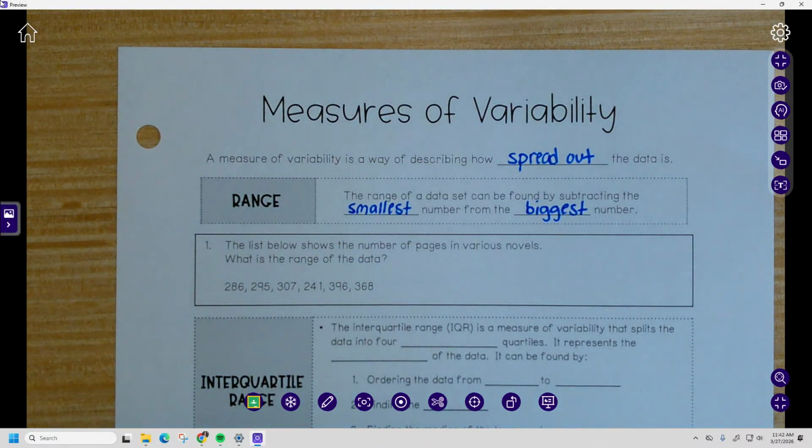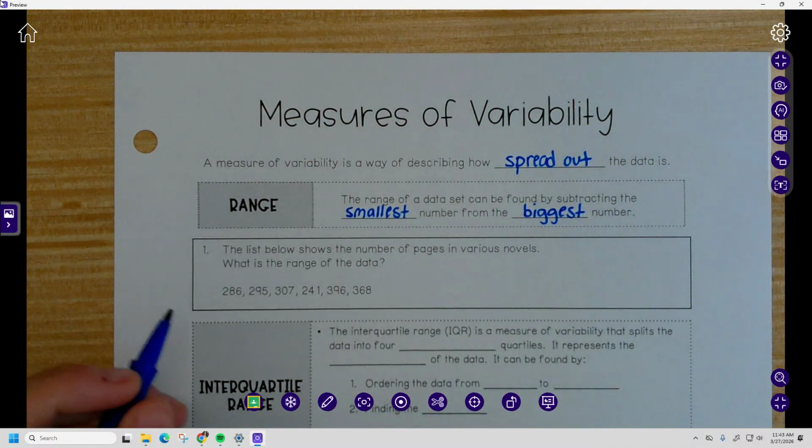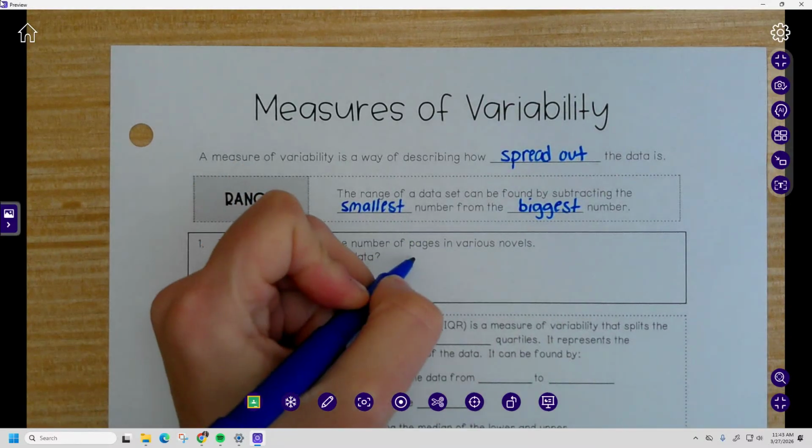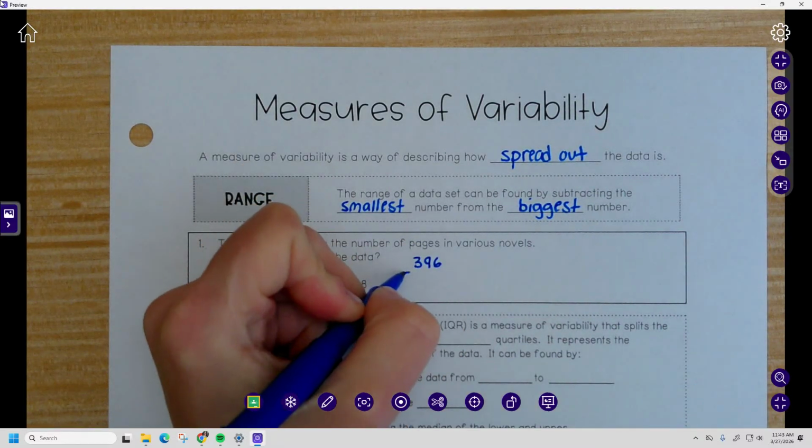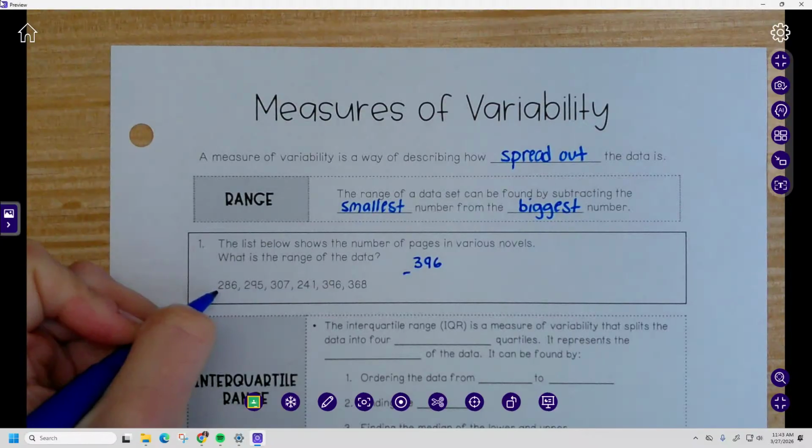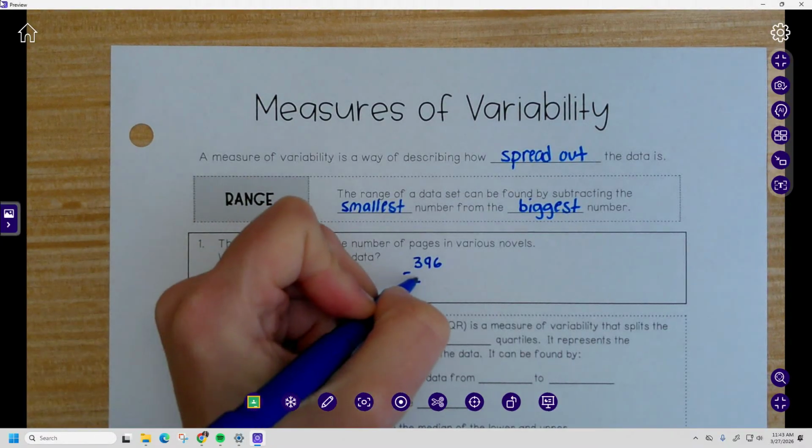The example says, the list below shows the number of pages in various novels. What is the range of the data? All right, so we have to pick out the biggest number, which looks like 396, minus the smallest number, 241.